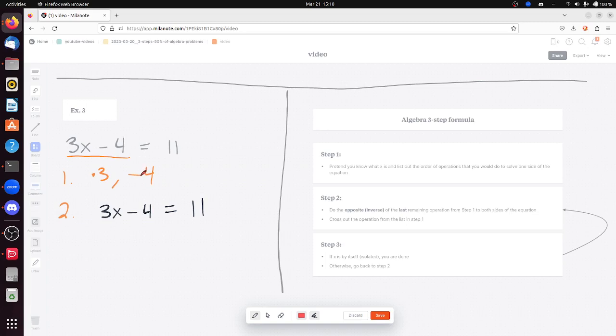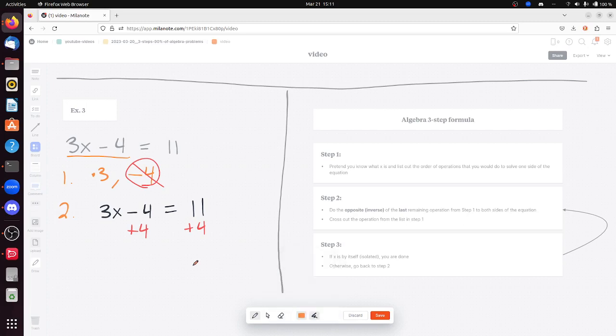We want to do the opposite of that. Remember, that's adding 4 to both sides. So we'll add 4 to both sides. It's basically what we need to do. And then in step 3, we should also cross out that step. So we've already undone the subtraction by 4 with our addition by 4.